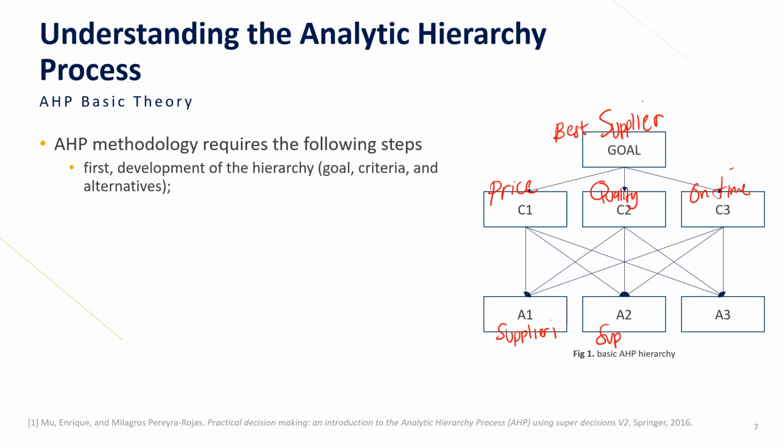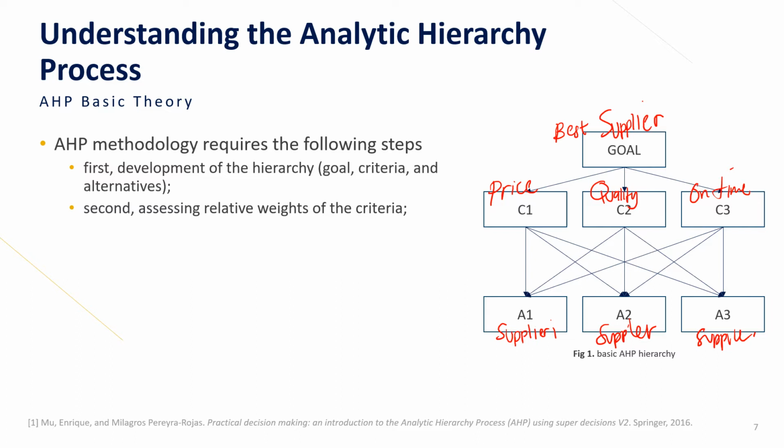Or supplier number two may have the lowest price, however they're quite far from your city, and their quality is also so-so, maybe like that. And supplier number three may have the highest quality, however the price is mid-range and the on-time delivery is okay, something like that. So this is the hierarchy that you need to build in order to use AHP. Okay, and then you will assess the relative weight of the criteria. What does it mean?